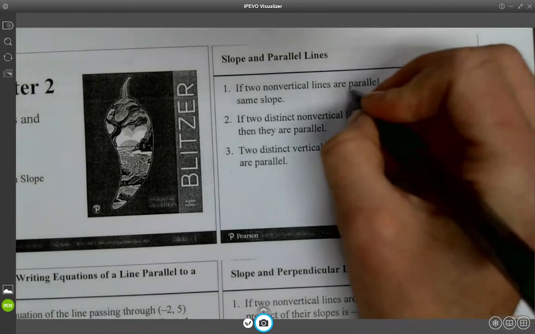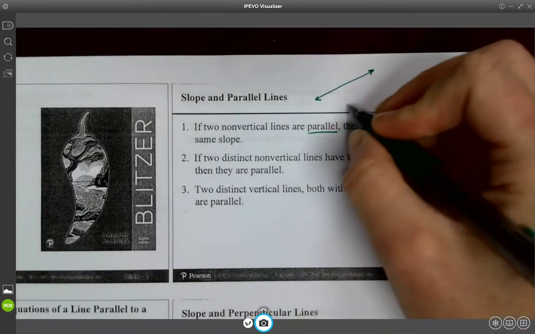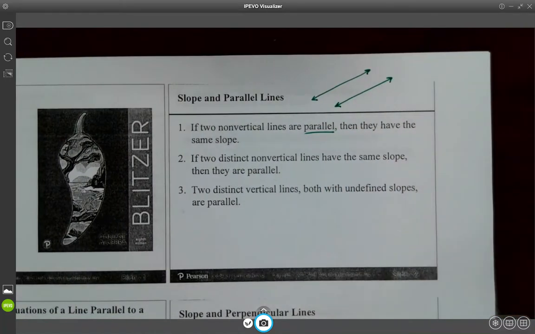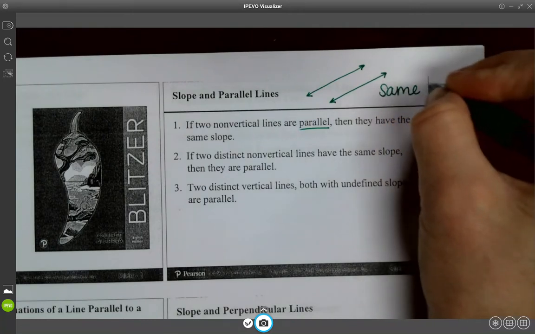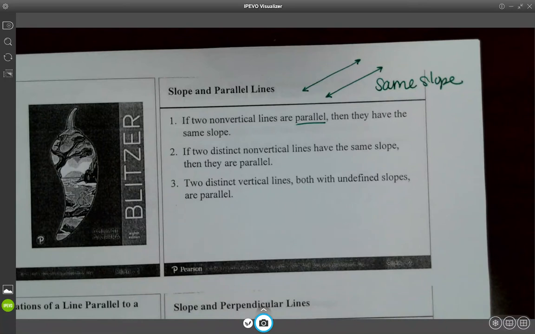So remember, parallel means they will never touch. So let's kind of draw an example of that. So these are parallel and their slopes are the same. So both of these if-then statements are saying parallel lines have the same slope. Lines that have the same slope are parallel.